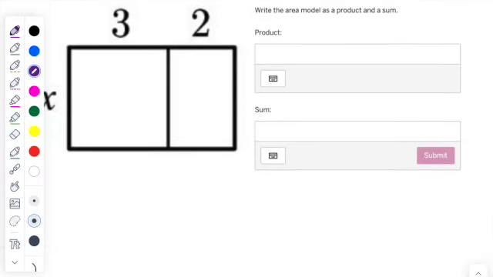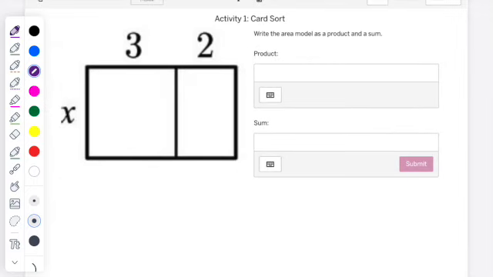So our next problem is going to be, mine's a little hard to see there. We've got a 3 and a 2 on top and we've got an x on the side. My 3 and my 2 would be my base, my x would be my height. Go ahead and give this problem a try, finding the product for it. And then once you found the product, use the distributive property to find the sum.